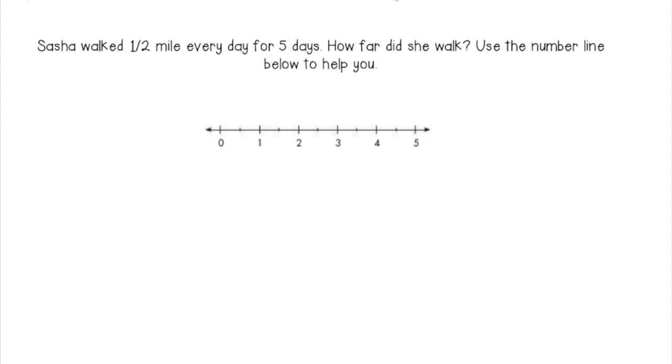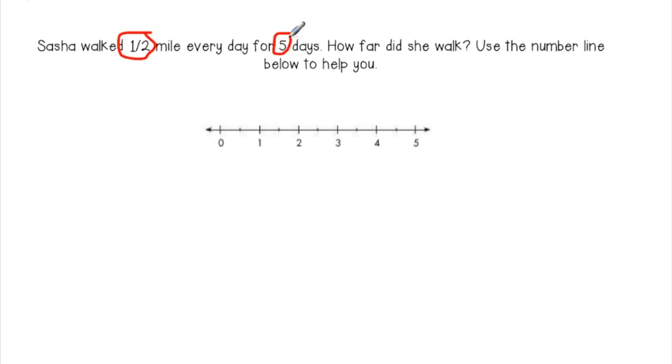Your sample problem for today is Sasha walked 1/2 mile every day for 5 days. How far did she walk? And since we're using models today, we're going to use the number line below to help us solve that problem. So let's start with our cubing strategy. We're going to circle any key numbers. So I'm going to circle 1/2 and 5.